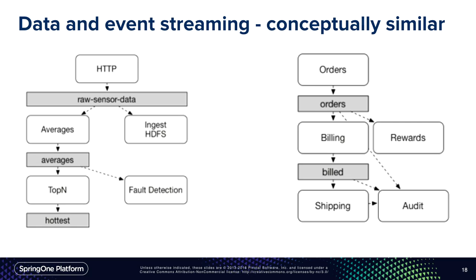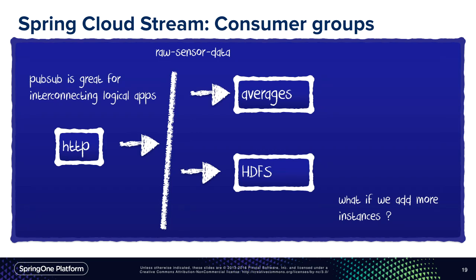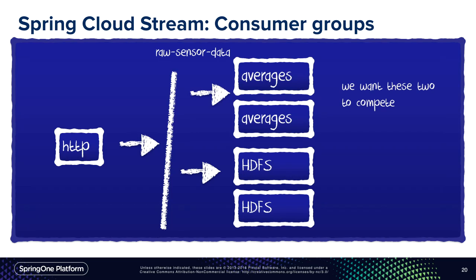So I think that's the kind of convergence between data processing and event processing that I was mentioning earlier. The problem when everything is pub-sub by default is this: what if I want to create multiple instances? What if I want to compute averages, or ingest data into HDFS, but I want to increase the number of resources for doing that? If I had everything done like this, then obviously all the instances will receive the same data. Probably that's not exactly what I want. I don't want to ingest data twice. I don't want to compute averages twice.